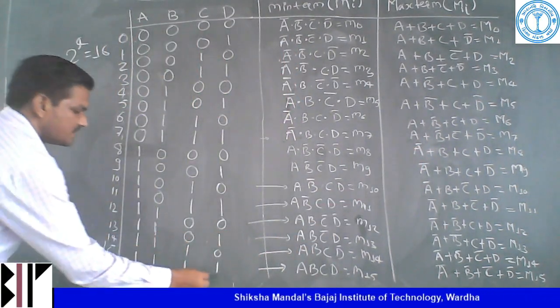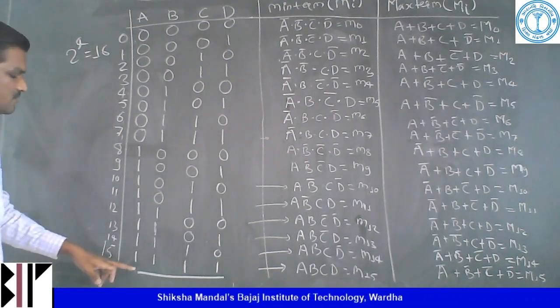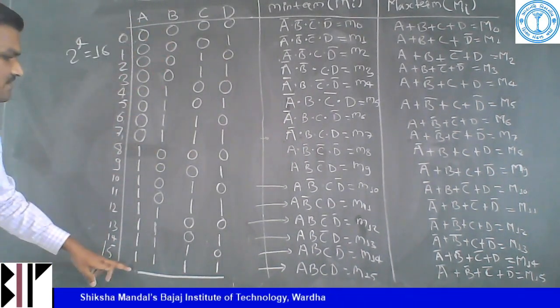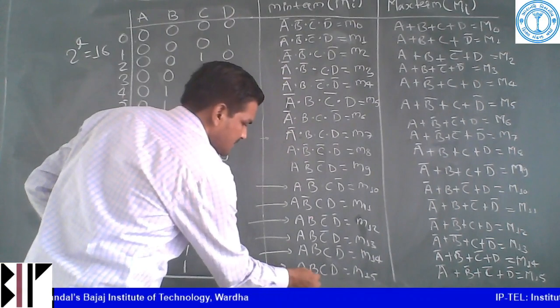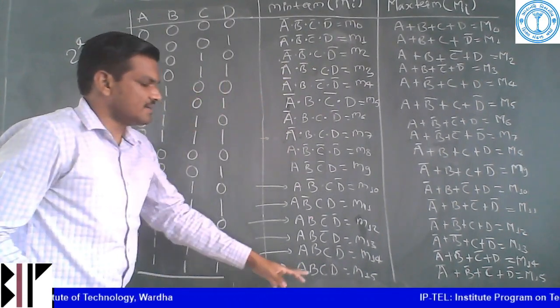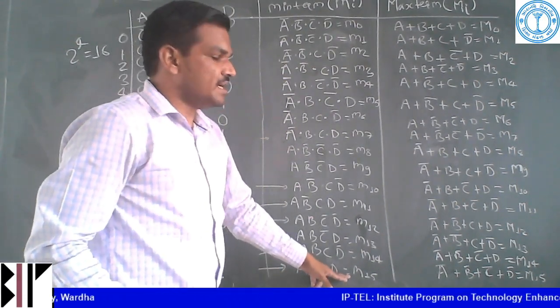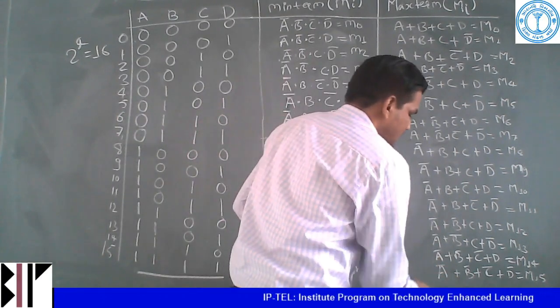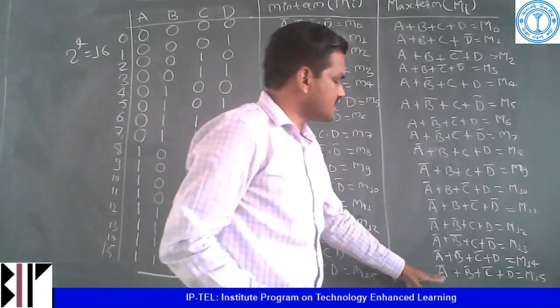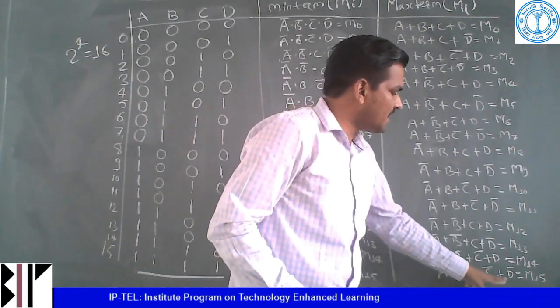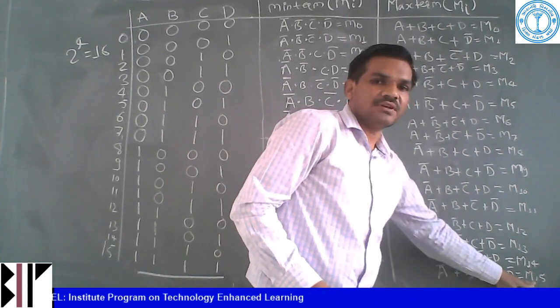I will explain this to you. Take 1 1 1 1, where all the variables A B C D are 1, so it is directly written as A B C D, and this is your 15th min term. In case of max term, it can be written as A bar plus B bar plus C bar plus D bar, and this is your 15th max term.